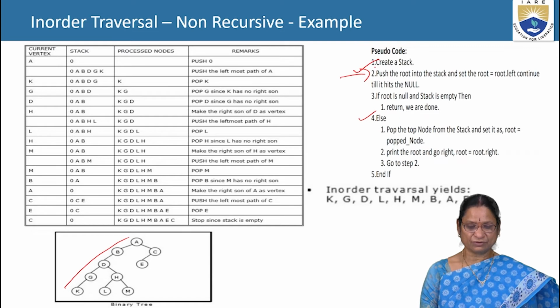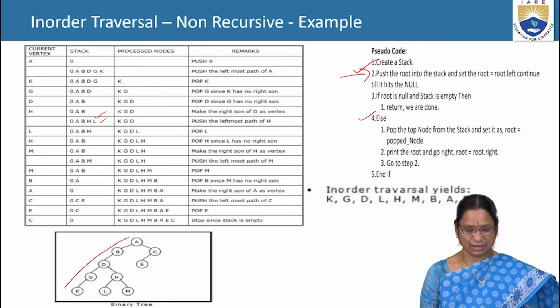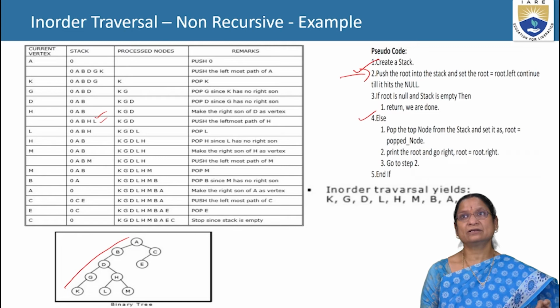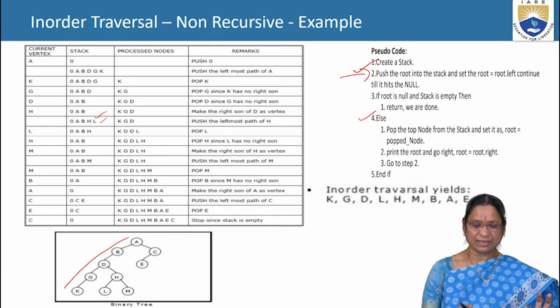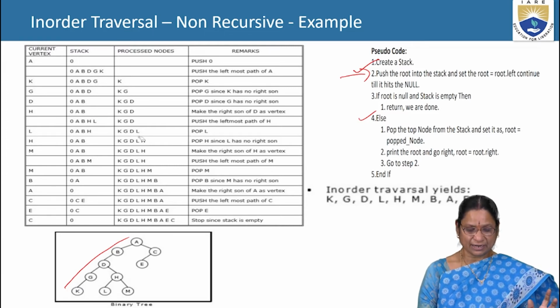So H is pushed into our stack. After D, H is pushed into our stack. Then L is pushed into the stack and left child of L is null. It will come out of that particular loop of the second step. Still the stack is non-empty, so the else part will get executed. L will be popped and printed. No right child for L.